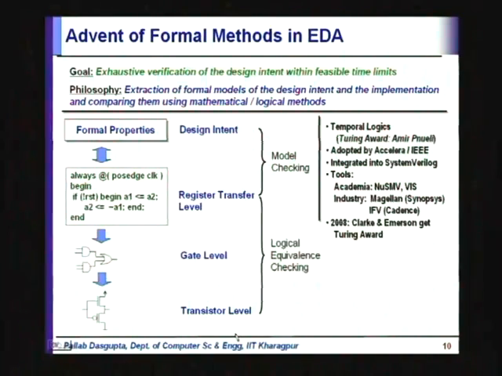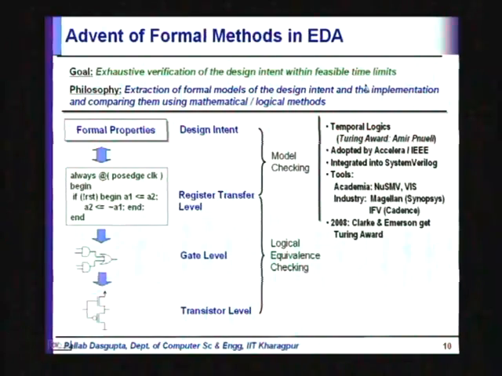Now this slide talks about the advent of formal methods in EDA. EDA stands for electronic design automation. The goal of formal methods is to do exhaustive verification of the design intent within feasible time limits. Simulation is not exhaustive. It depends on the test scenarios that you have generated. And you cannot generate all possible test scenarios, because for a large design the exhaustive set of test scenarios will be so large that we will never be able to run simulation on all of them.